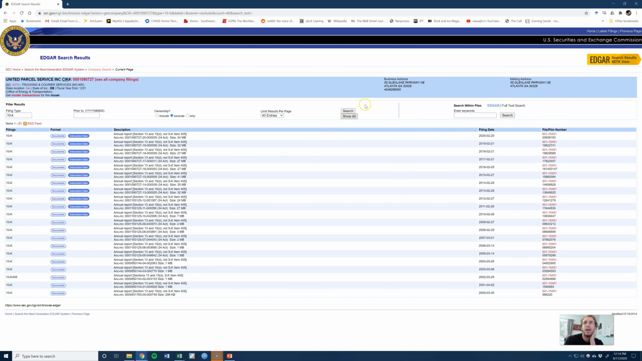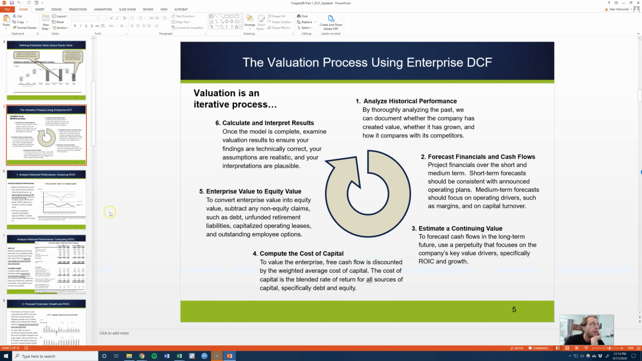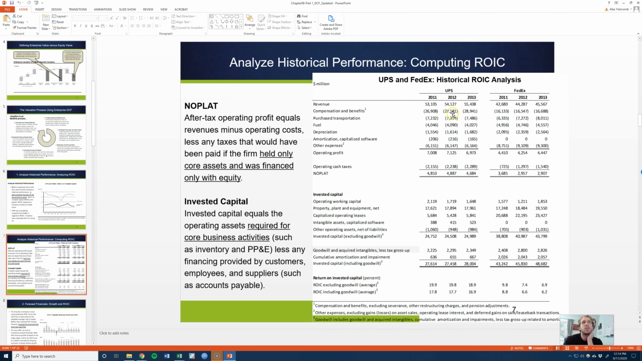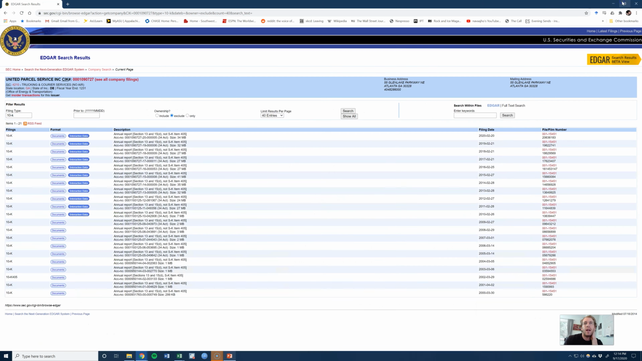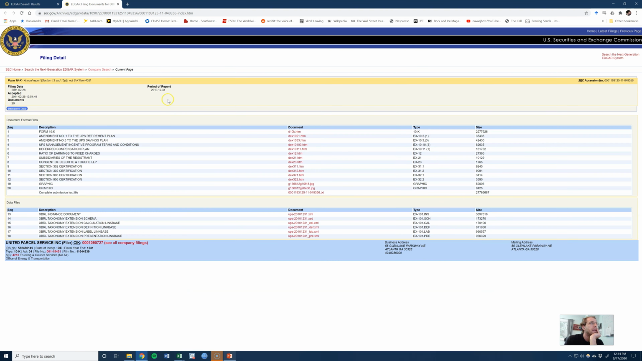Right, but we don't need that much data. The historical data provided in the slides is only 2011, 2012, and 2013. So that's all I'm going to pull down, just so I can give you a glimpse of the process here. So we'll look for the 2011 report, right? And I'll select this documentation. So I go into the document.